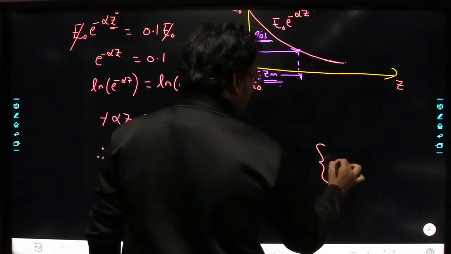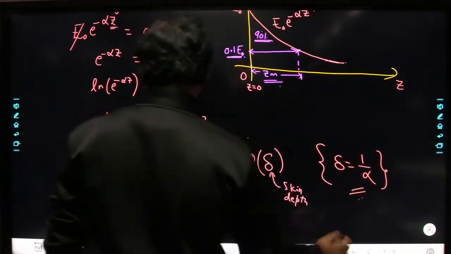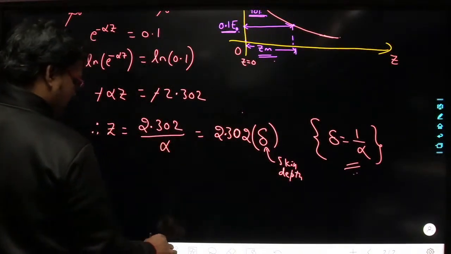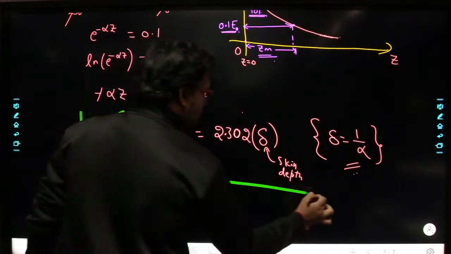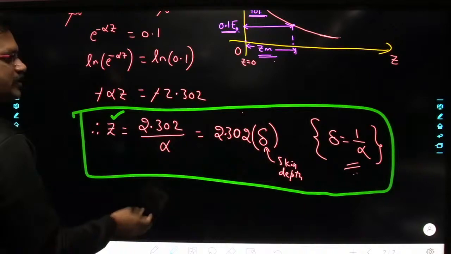So we know that delta is equal to what? Delta is equal to 1 by alpha. So if you determine the skin depth or you can determine the alpha, then you can determine what? This Z value, right? So how do you have to determine the skin depth?